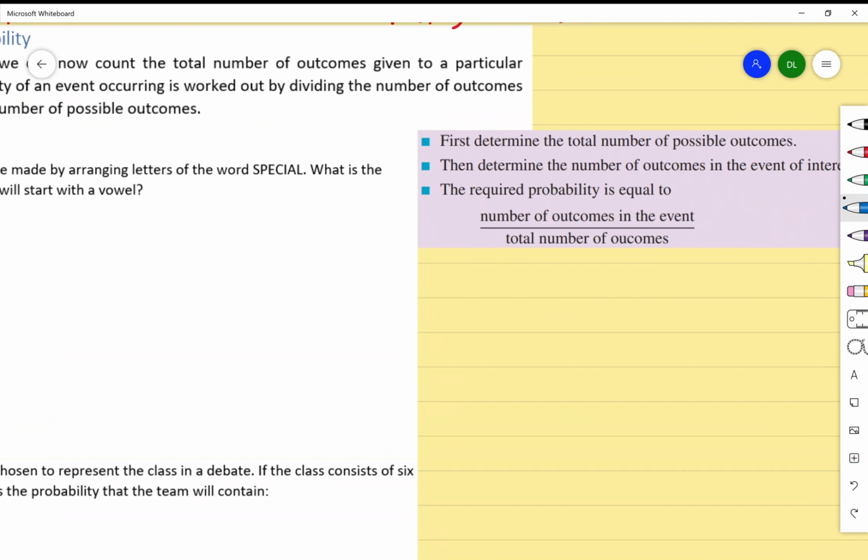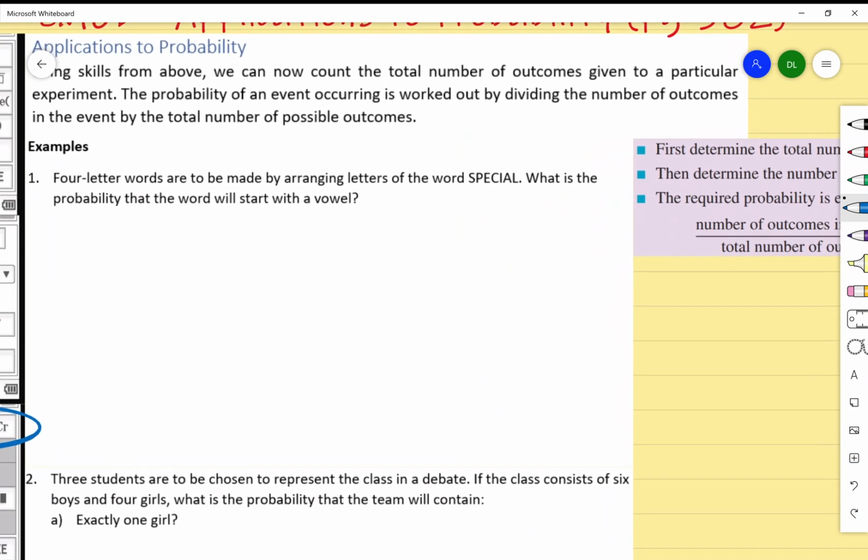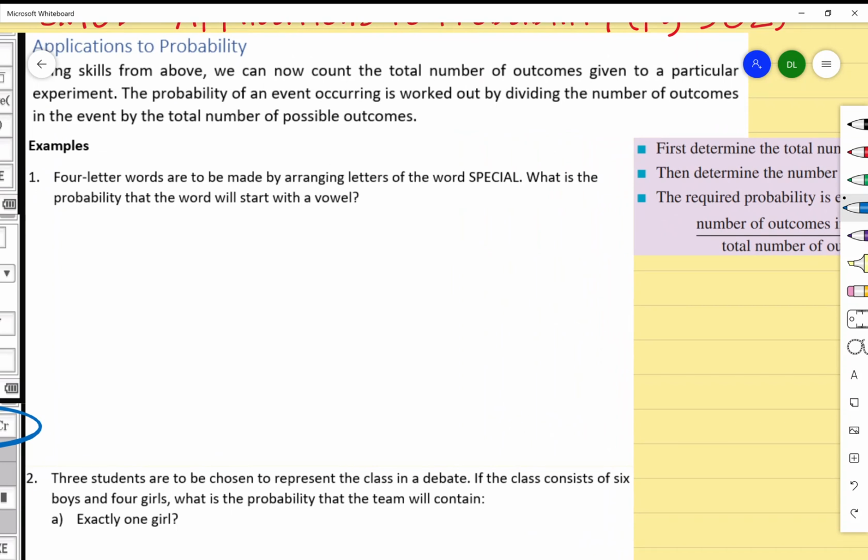The first step is to determine the total number of possible outcomes. I'm going to try and find how many possible options there are. For the word special, there are no repeats, and there's a total of 7 letters. So the first spot in my 4-letter word is going to be 1 of 7, and then 1 of 6, 1 of 5, and 1 of 4 different letters. If this seems unfamiliar to you, please go back and watch the videos on exercise 10B and exercise 10C. Solving that gives us an answer of 840.